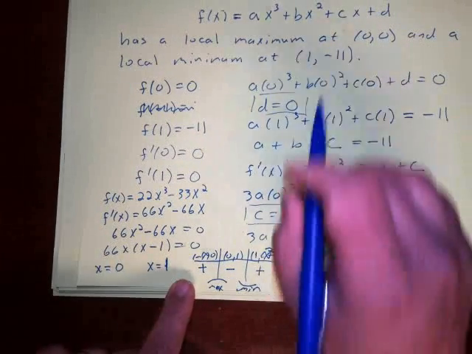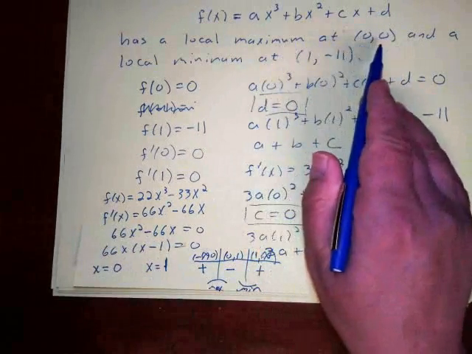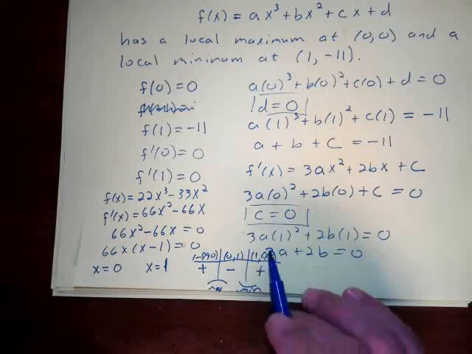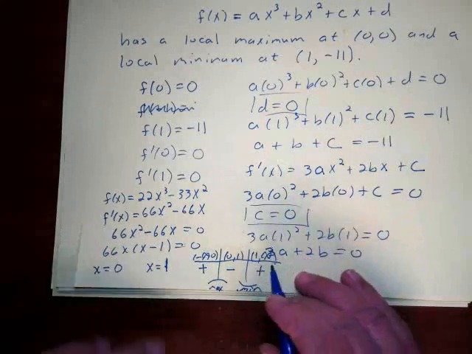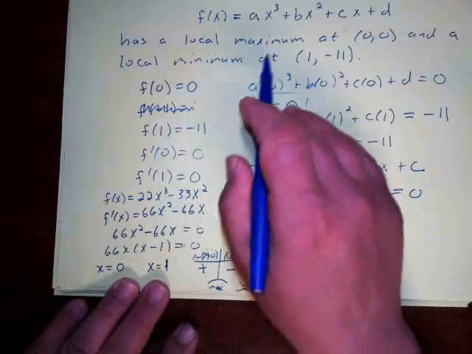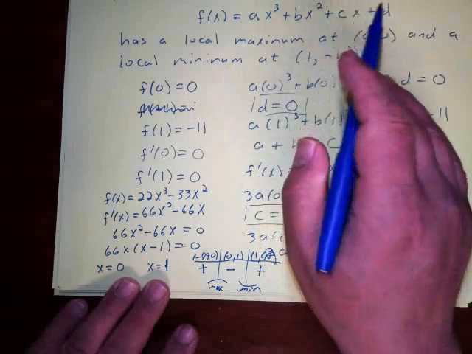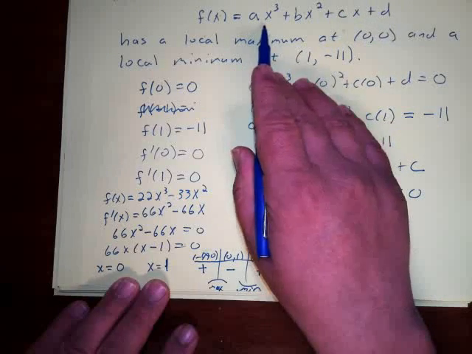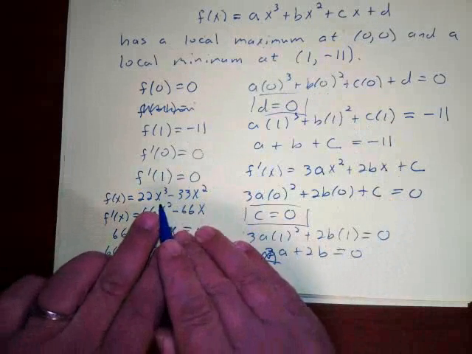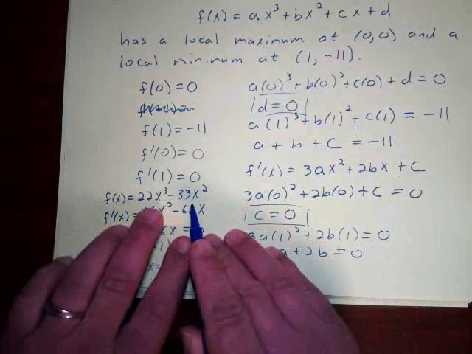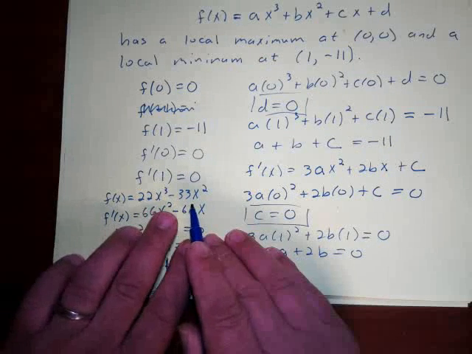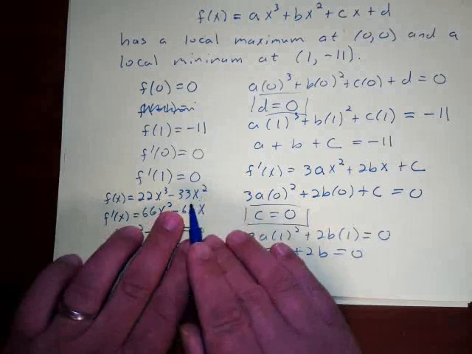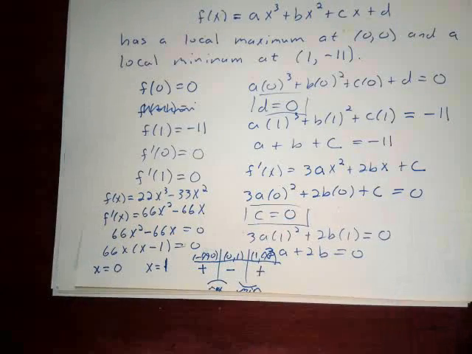And so indeed it does have a local max at 0, 0 and a local min at 1, negative 11. I guess you could plug in 0 into here and you do get 0. If you put in 1, then you're going to get negative 11, I think, because this is 22 minus 33, negative 11. So there you go.